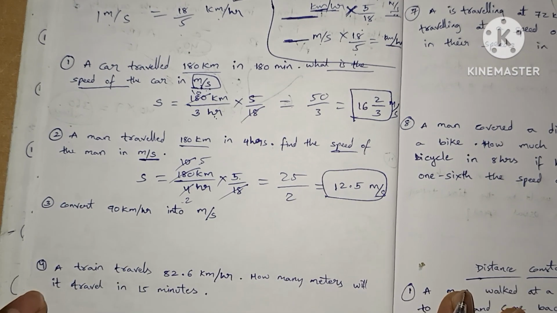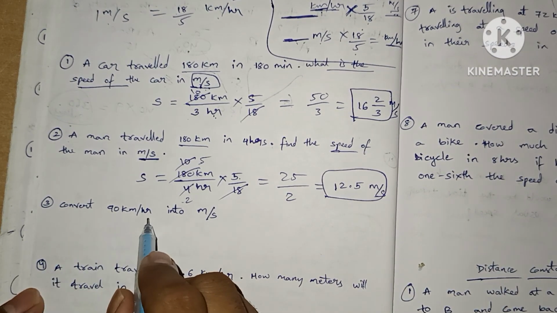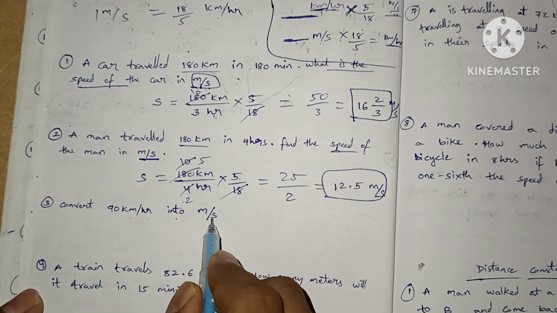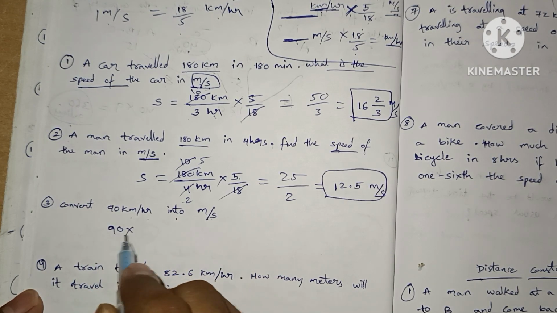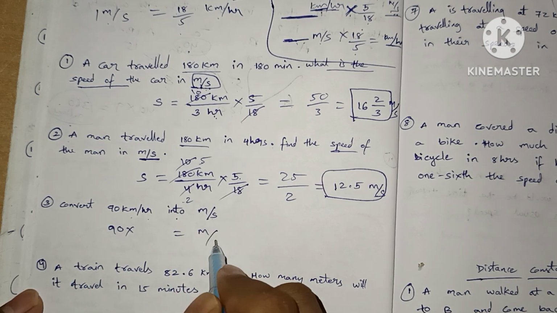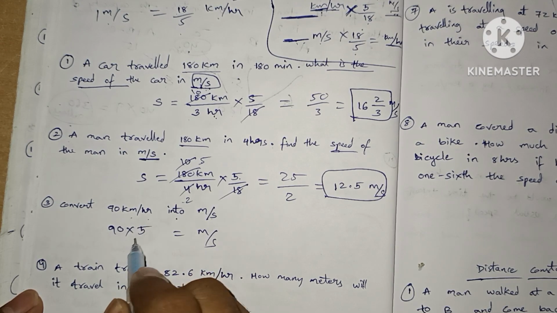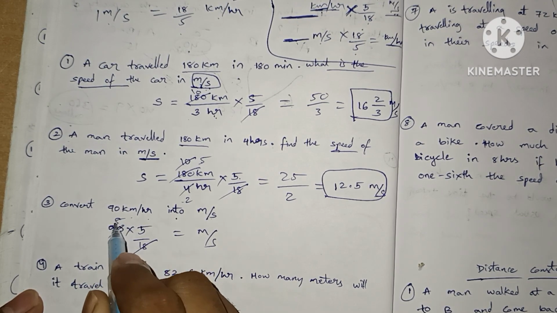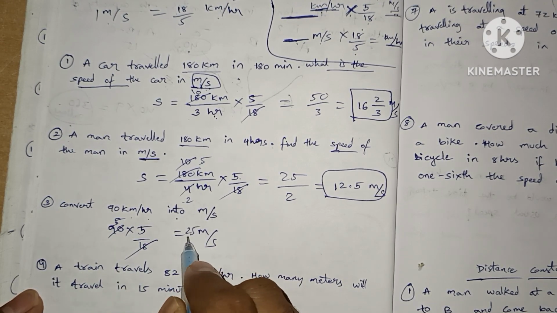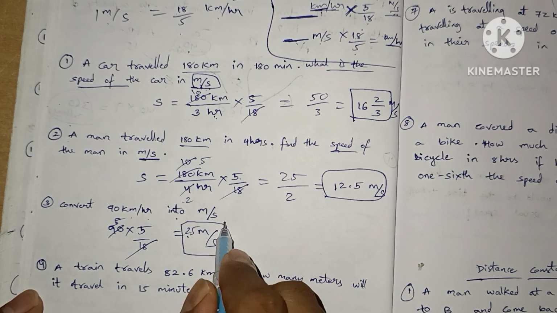Okay, let's see the third question. Convert 90 kilometers per hour into meters per second. So 90, to convert into meters per second, we need to multiply this with 5 by 18. 18 5 times, 5 times is 25. 25 meters per second is our answer.